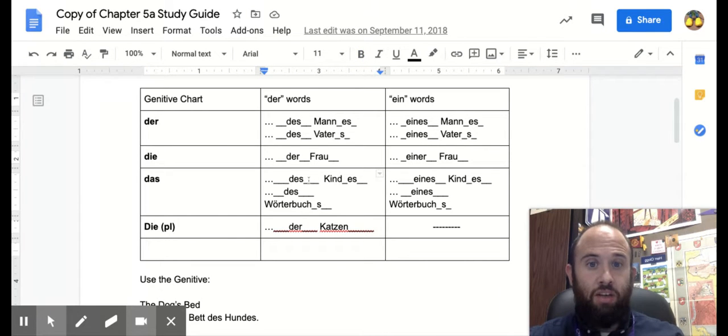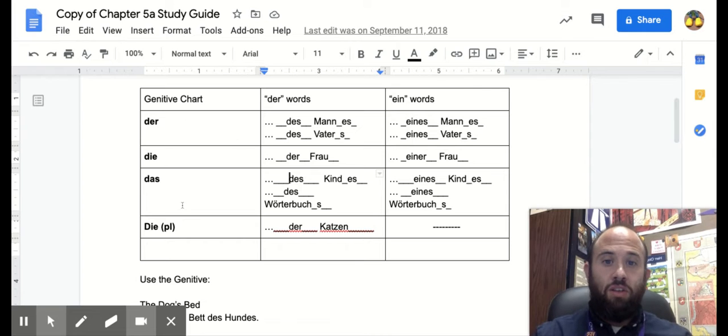Kind is das Kind, so if I'm saying the child's car, that would come out as the car of the child. Das Auto des Kindes. Kind gets es because it's one syllable. Wörterbuch is a dictionary. And if I'm saying the name of the dictionary, der Name des Wörterbuchs. It's also des, but it just gets an S here at the end.